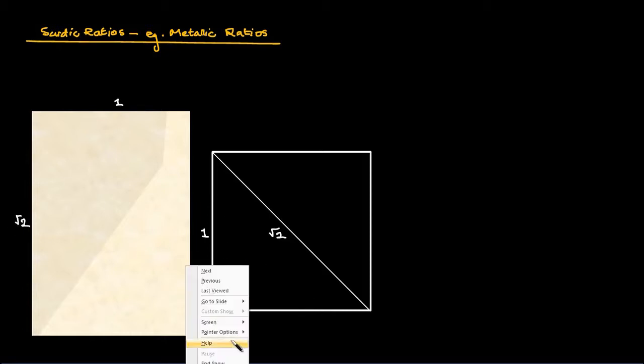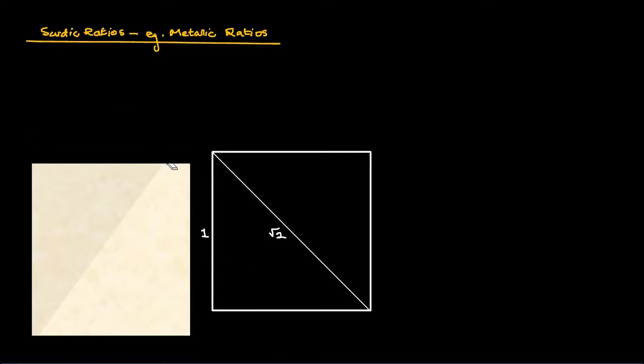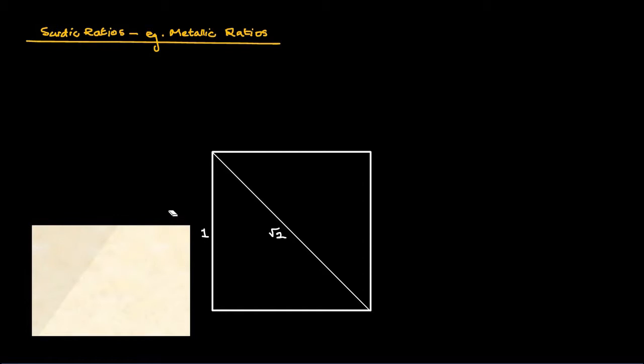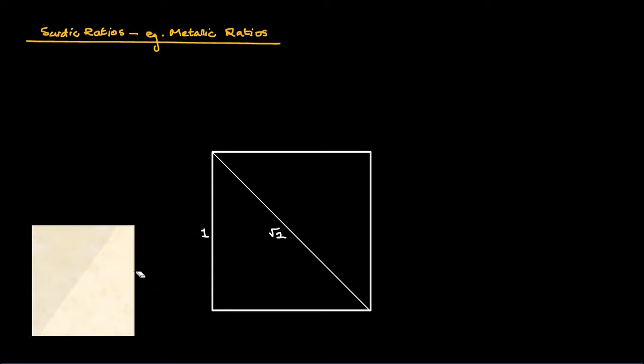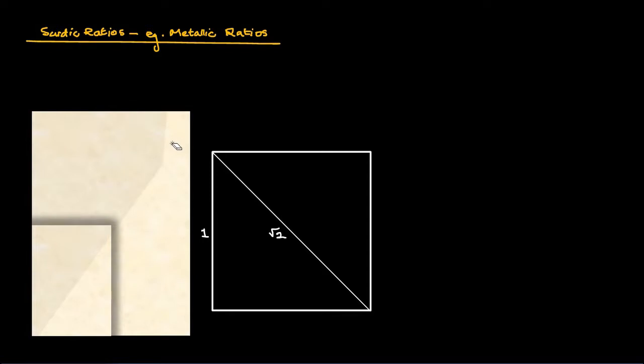If I fold my piece of paper in half, then those two sides swap around. But if you look to the side, if you turn your head and look to the side, you've still got 1 to root 2. Fold it again, and you've still got 1 to root 2. And of course this is in proportion with the A4 piece of paper. So you've got an A6 and an A4. So this is the interesting property of the 1 to root 2 ratio.